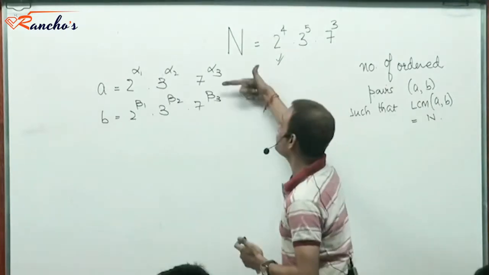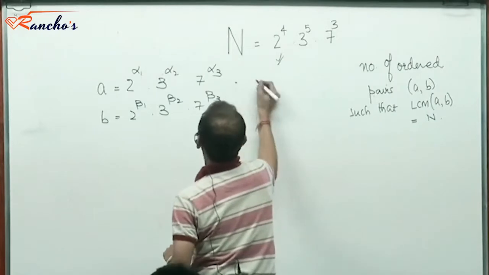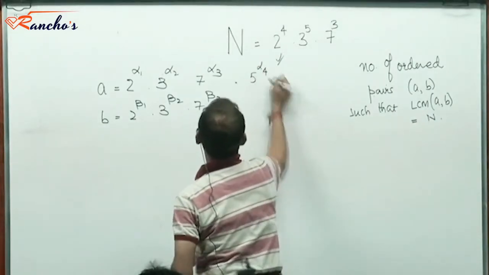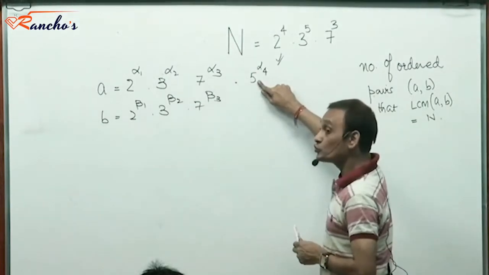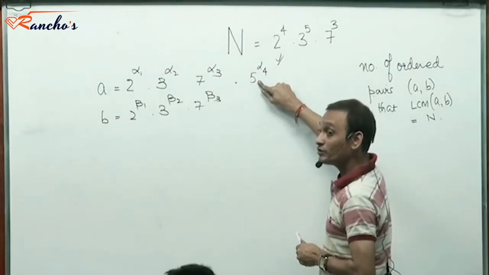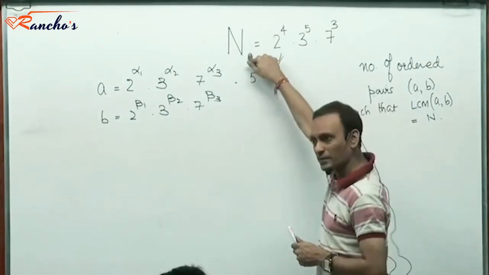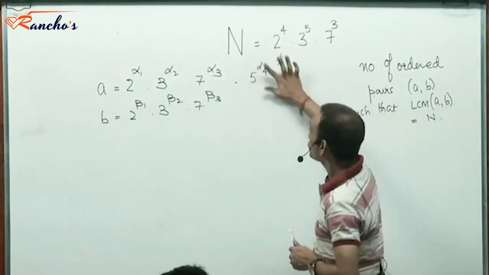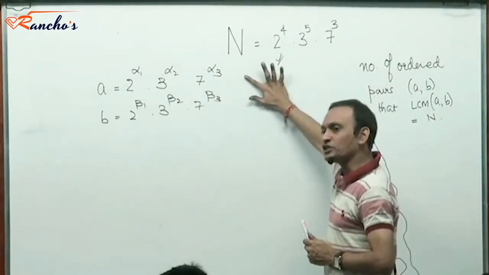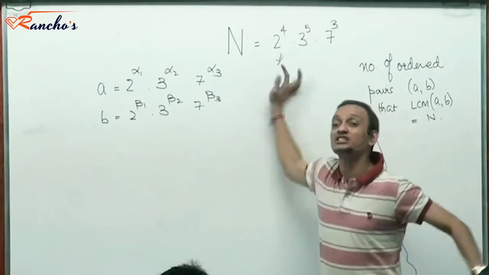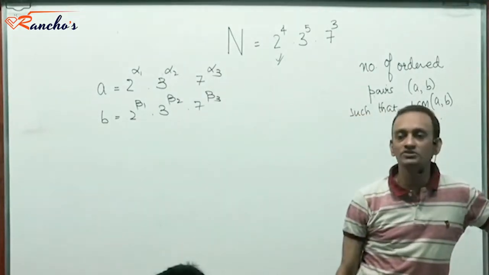For if one of them had some other factor, say 5 to the power alpha 4, then when you find their LCM, it will include a 5 to the power alpha 4. That means the LCM of A and B will be a multiple of 5, but n is not a multiple of 5. Right? So, for sure, the prime factors of A and B must be the same as the prime factors of n. Is this disputed or is this accepted?